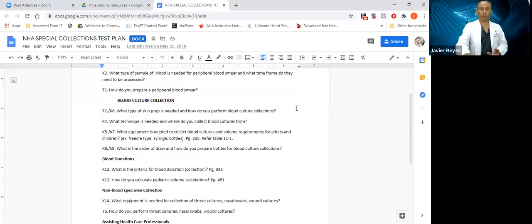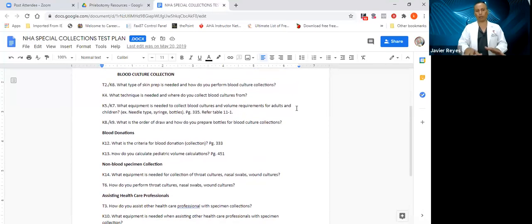Now, the next topic is blood cultures. This is a very important topic because they're very common. They're probably one of the most common exams that are done during the work day. So you have to make sure that you are familiar with blood cultures, what they are. Now, let me tell you, one of the most important parts of blood cultures is skin prep.